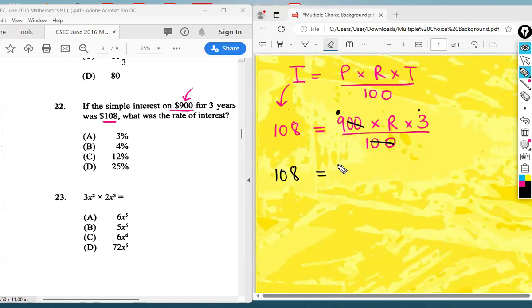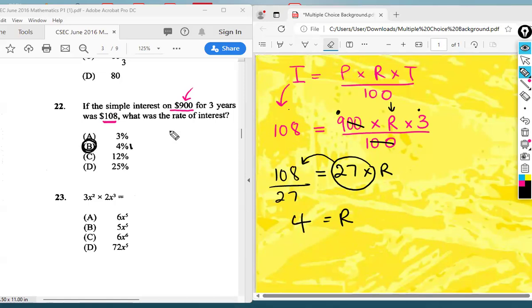9 by 3 is 27, and don't forget the R. You're just solving for R. The 27 is a multiply, throw it across, you get a divide. 108 divided by 27 is, I get it, 4. 4%. So the answer would be B.